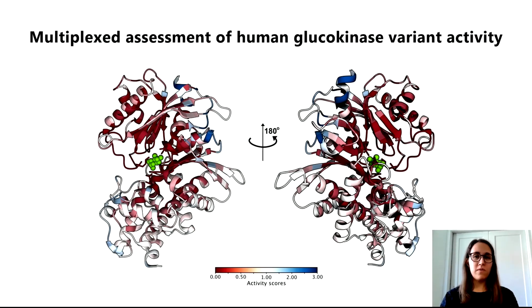In order to promote variant interpretation and diagnosis, we generated a variant activity map of glucokinase. We scored both loss and gain of function variants and used computational predictions of protein stability to examine potential variant mechanisms. If you're interested in hearing more, please come find me at my poster.